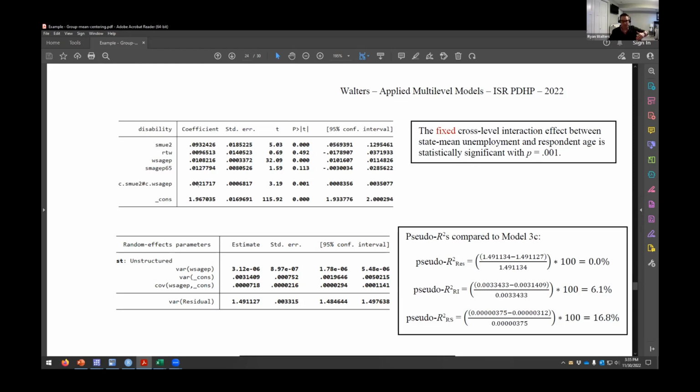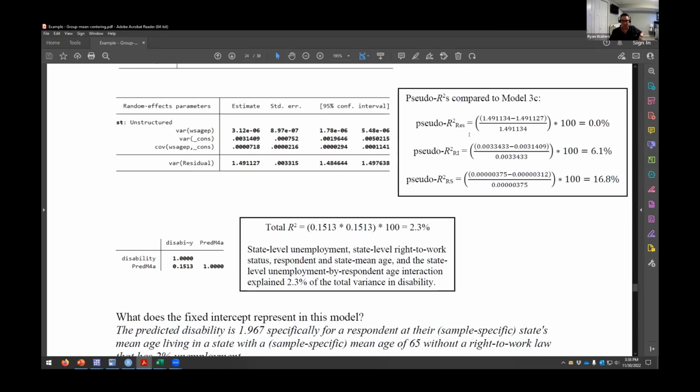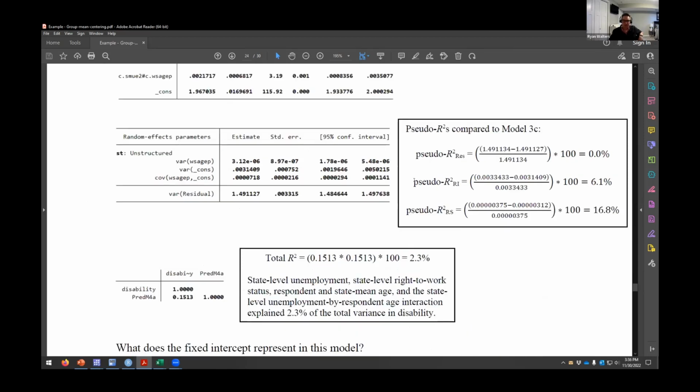All those interpretations are included below, and you can read through those as you go through. In terms of variance explained, we can see that the cross-level interaction explained about 17% of random slope variance.